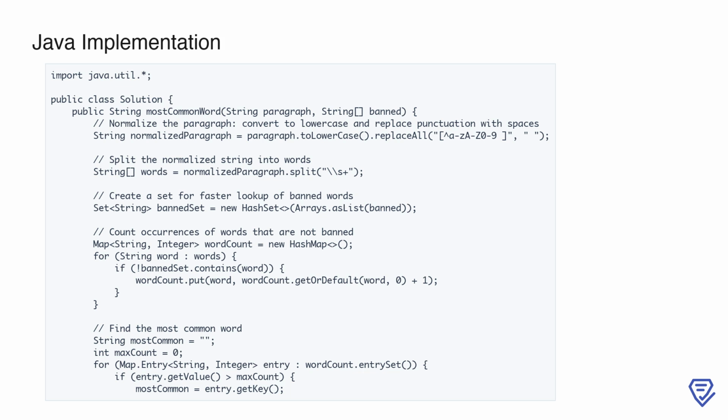Then, we initialize a hash map called wordCount to keep track of the frequency of each word that isn't in the banned set. For each word in the array of words, we check if it's not in the banned set. If it's not banned, we update its count in the wordCount map using the getOrDefault method, which simplifies incrementing the count. This structure ensures we have a record of all valid word frequencies.